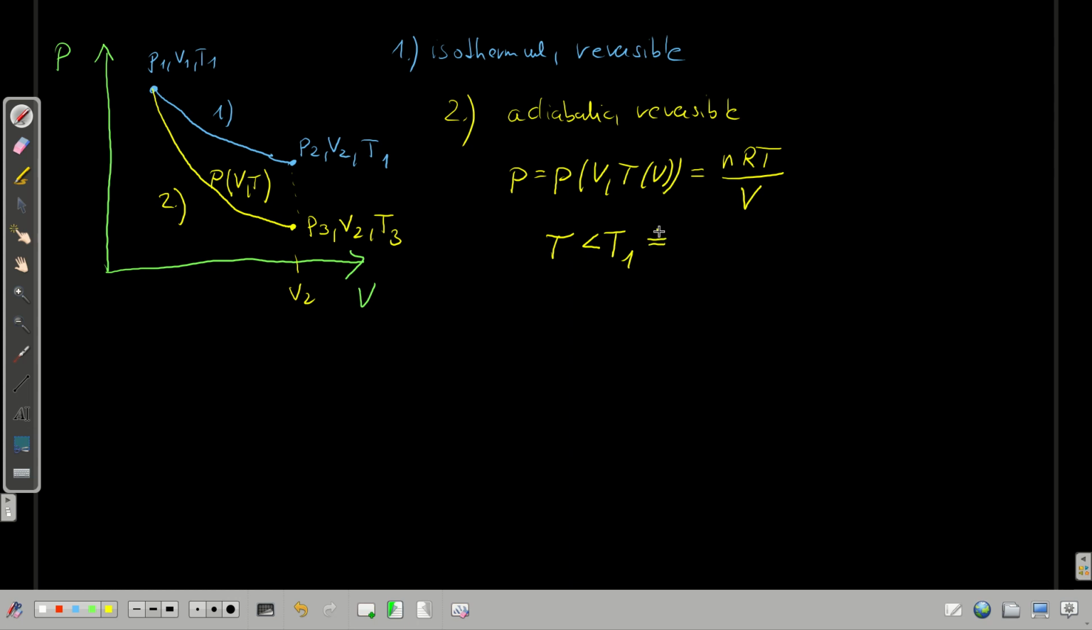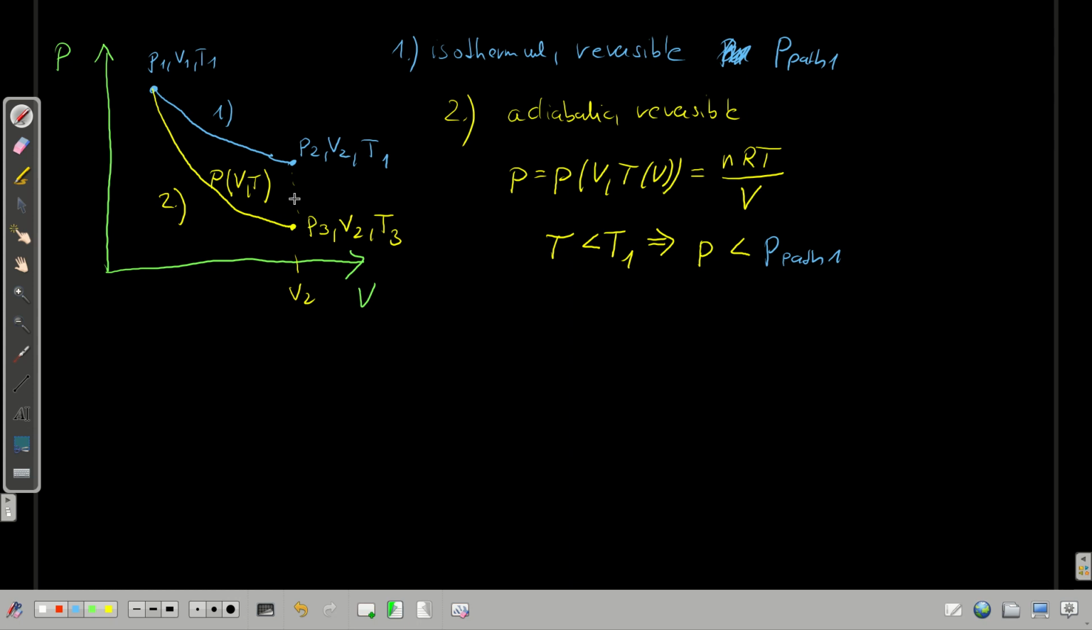And this means that P is always smaller than the pressure that is present during path 1. So P is always smaller than the pressure for path 1. And because this is the case, we can draw the curve like this.